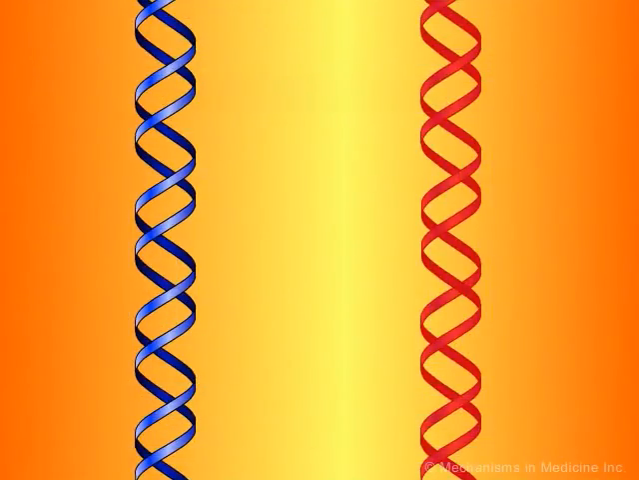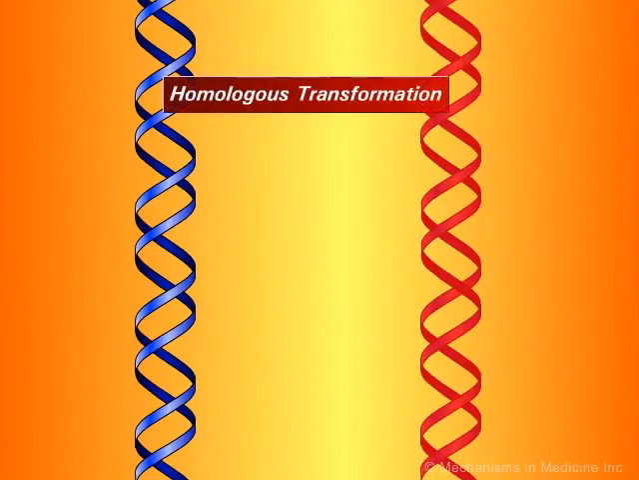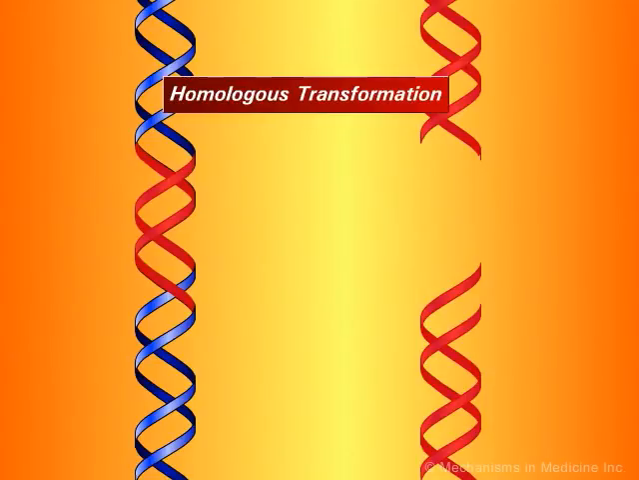Once inside the bacterium, the resistance gene may be transferred from the naked DNA to the chromosome of the host bacteria by a process known as homologous transformation. Over time, the bacterium may acquire enough of these resistance genes to result in a remodeling of the segment of the host DNA.